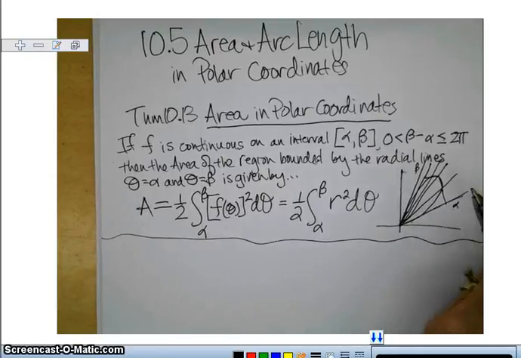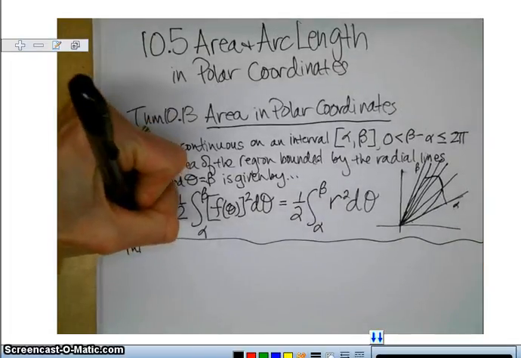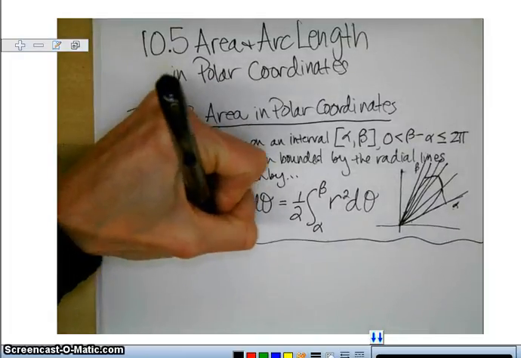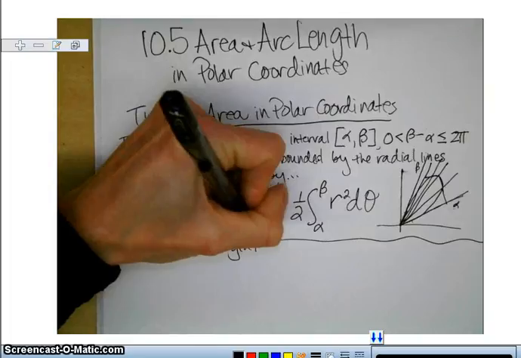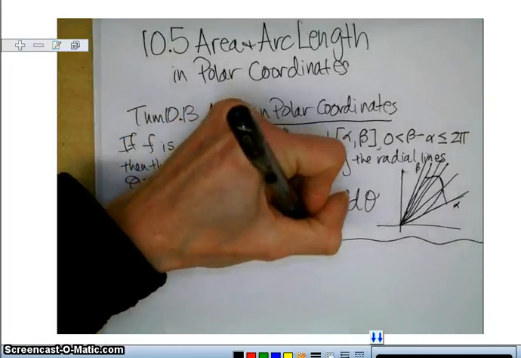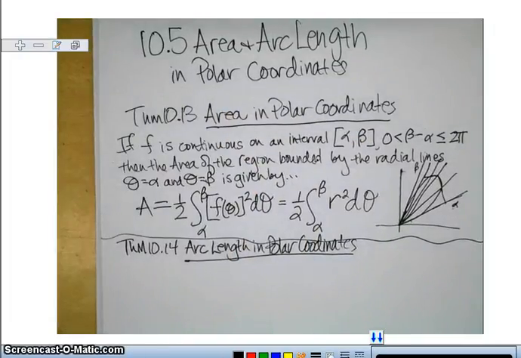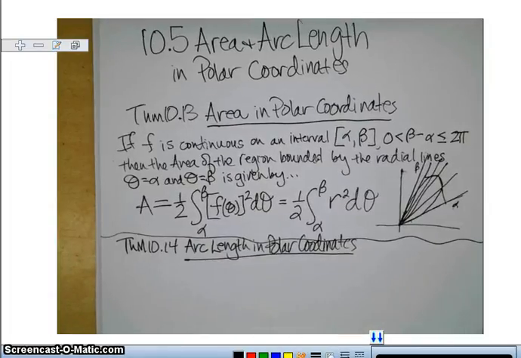All right, the next one is the formula for arc length. And this is Theorem 10.14, arc length in polar coordinates. Now, you've had area formulas before. We did area between two curves before, where we subtracted the top and the bottom functions, or the left and the right functions. We've done arc length before, but not in polar coordinates. These formulas are based upon the fact that you have an equation that is r equals something with theta in it, rather than x comma y.